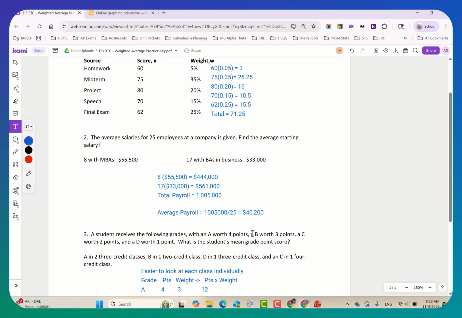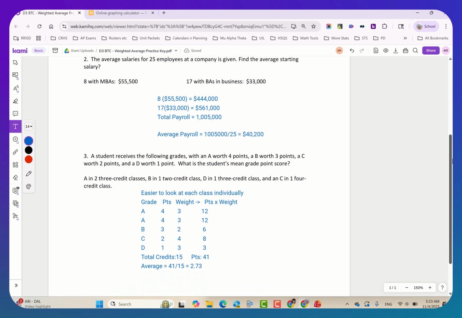So that's it. When you have repeated grades like that, you can just multiply them. And since they're all equal weight, we just add them up and we divide by the 25. Okay. A student receives the following grades, where an A is worth 4 points, a B is worth 3 points, a C is worth 2 points, and a D is worth 1 point. What is the student's mean grade point score?